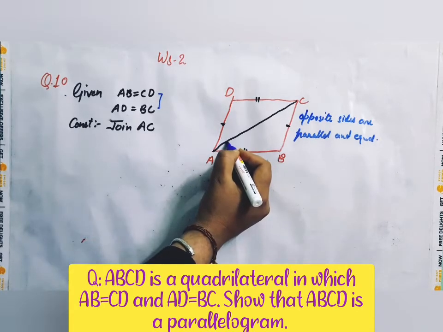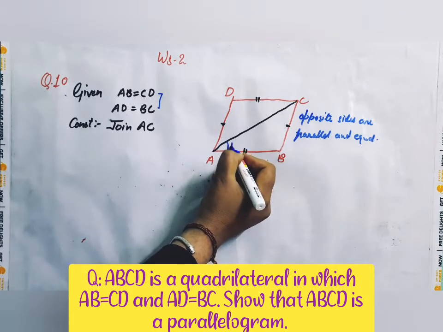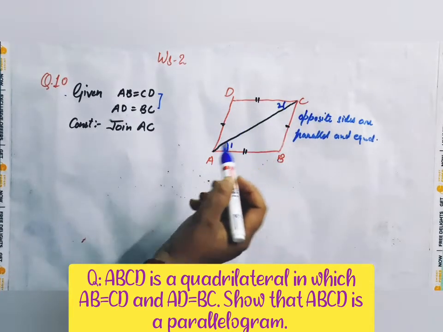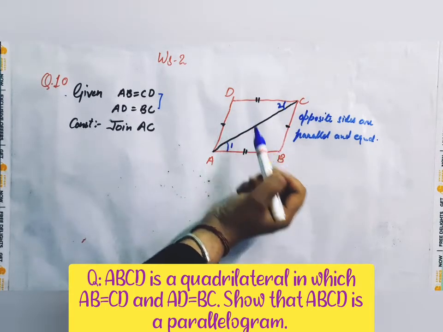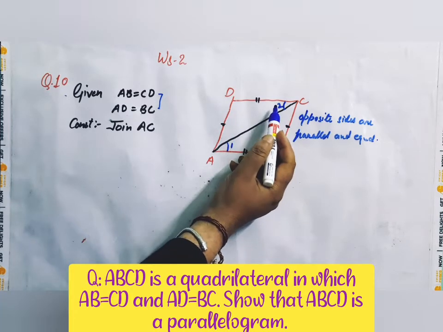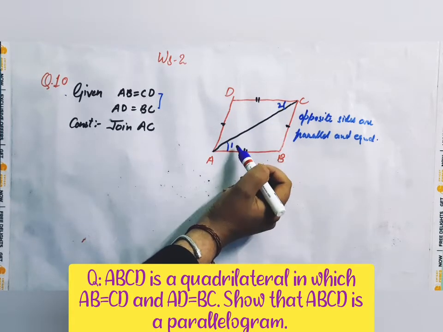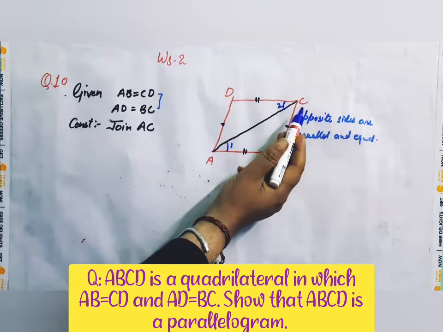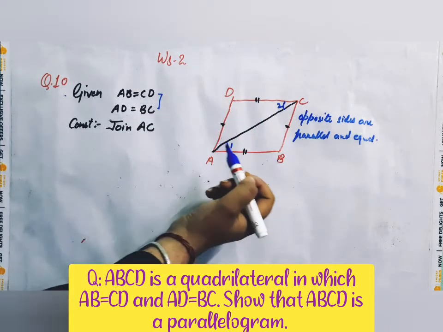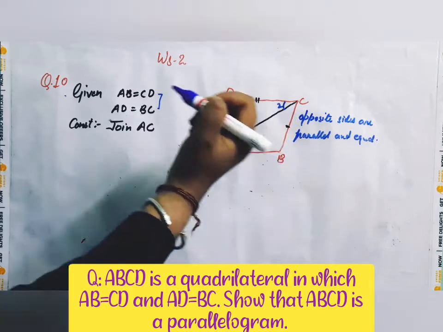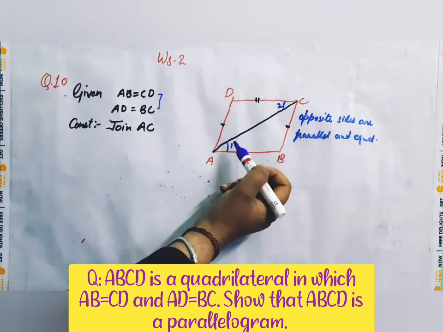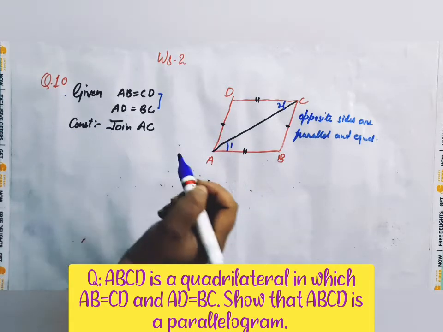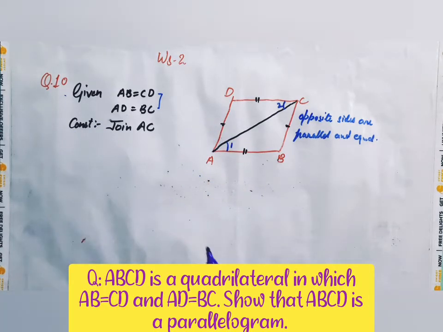For that, we need to prove angle 1 and angle 2 are equal. Concentrate properly. If angle 1 and angle 2 are equal, they are alternate angles. And if alternate angles are equal, then AB will be parallel to CD. And similarly, we can write AD will be parallel to BC. But how can we prove that angle 1 is equal to angle 2? For that, we have to use congruency of triangles.